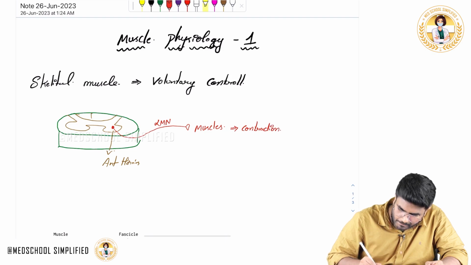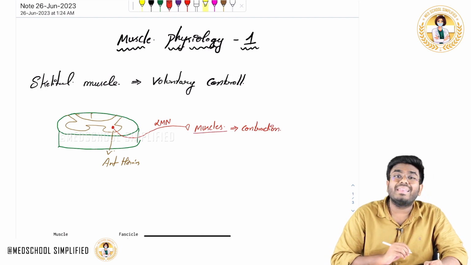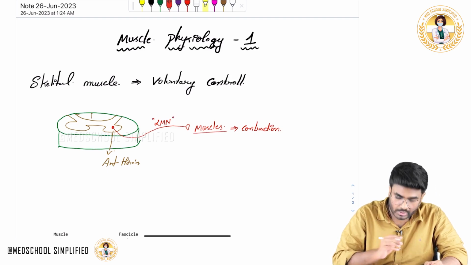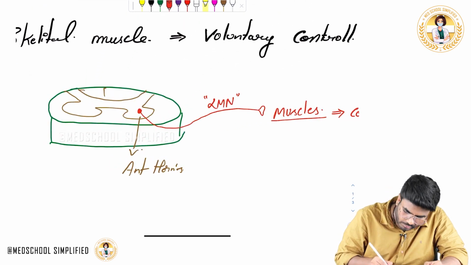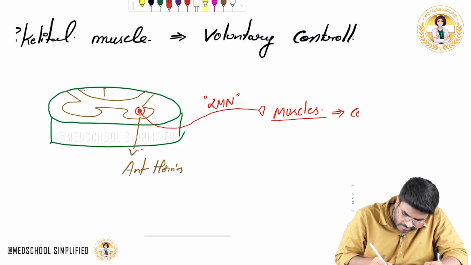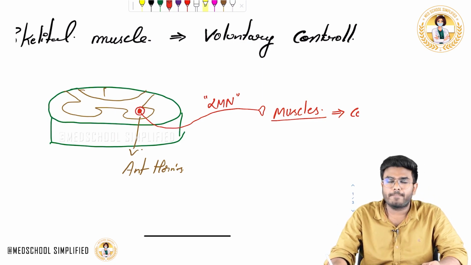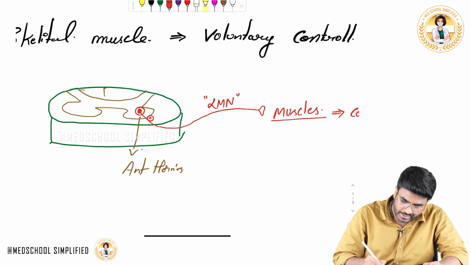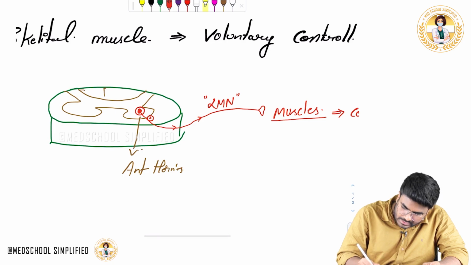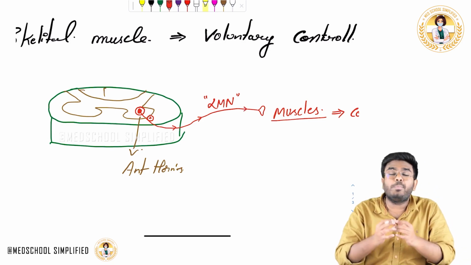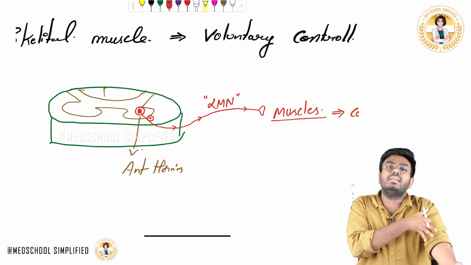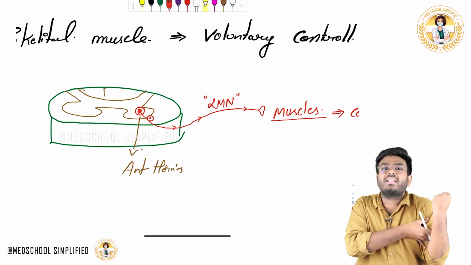So now tell me, muscles are innervated by alpha motor neurons. From where are these alpha motor neurons coming? Alpha motor neurons originate from the ventral horn of the spinal cord. So whenever there is an action potential coming along the alpha motor neuron, it will cause depolarization in the muscles. The depolarization in the skeletal muscle is the one which causes the contraction.